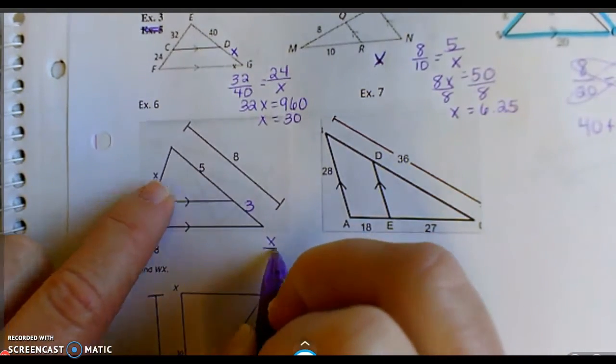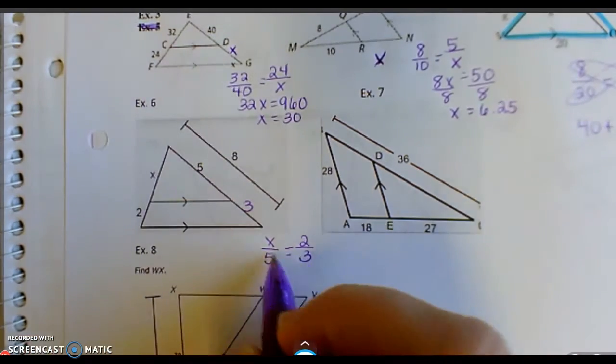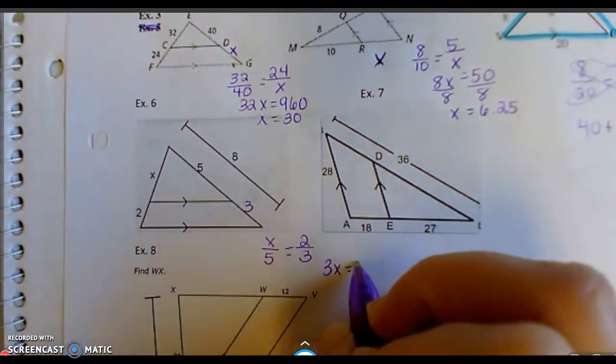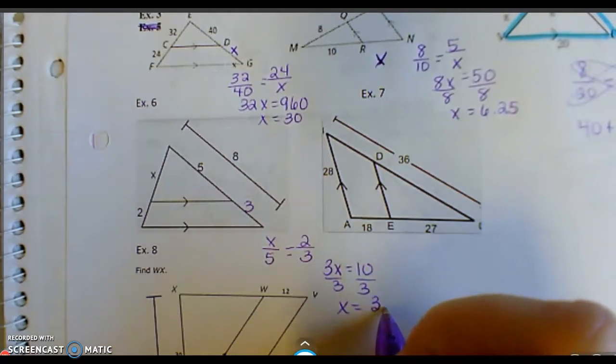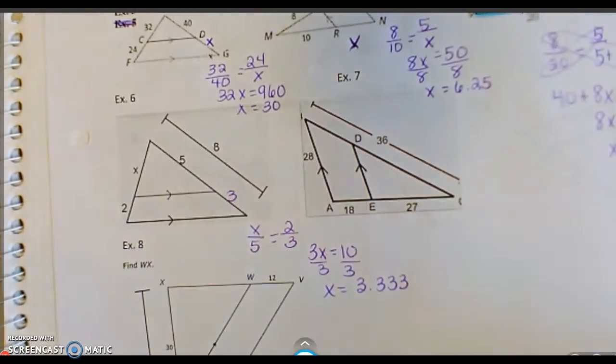So I'm going to do x over 5 equals 2 over 3. Cross multiply and solve. So 3x equals 10. Divide by 3. And so x is 3.33, or 10 over 3.